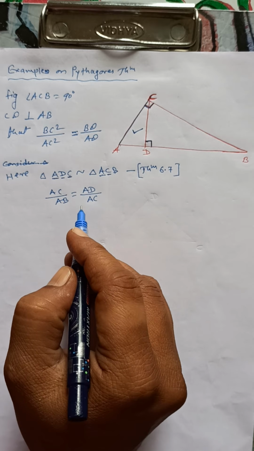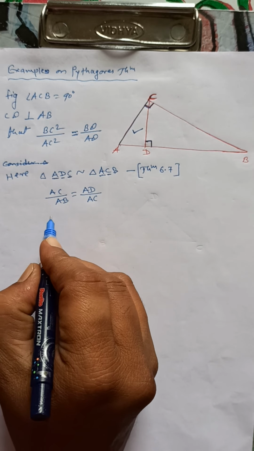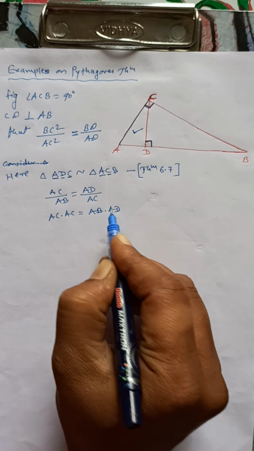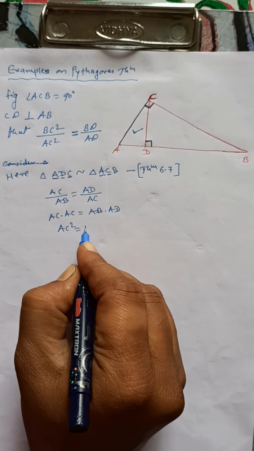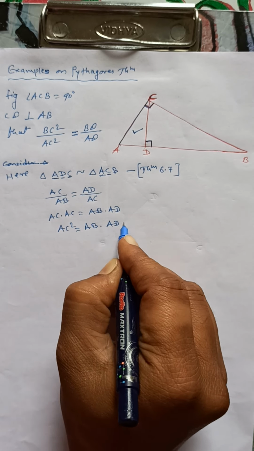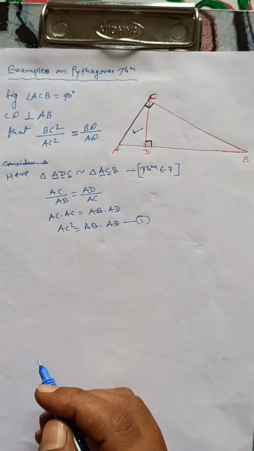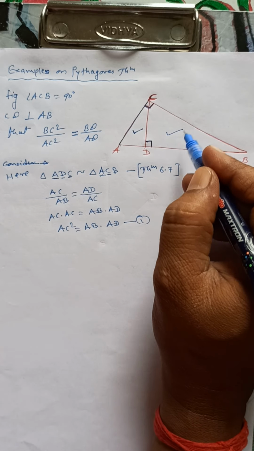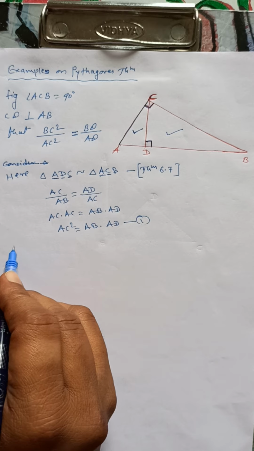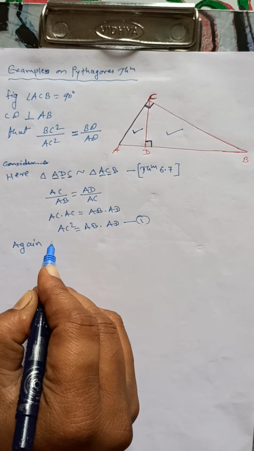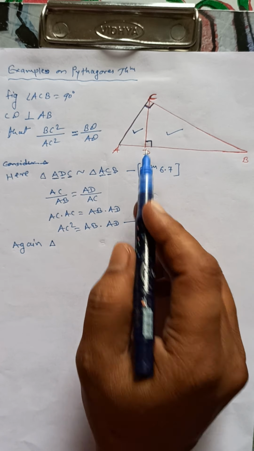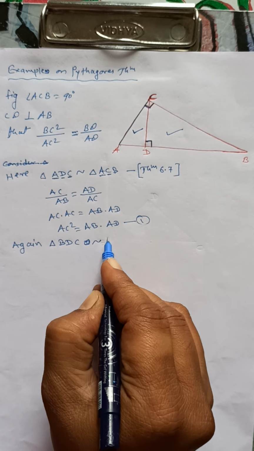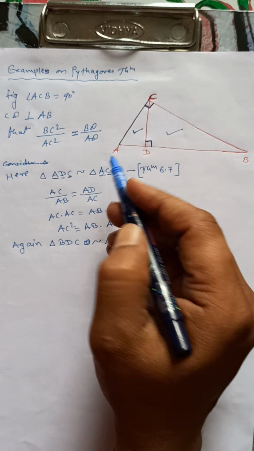So just cross multiplication, AC will come left hand side. AC into AC is equal to AB into AD. AC into AC is AC square is equal to AB into AD. Say this is equation number 1. Similarly, I will show the second triangle is similar with the whole triangle. How? Again, I will take triangle BDC is similar with triangle BCA.